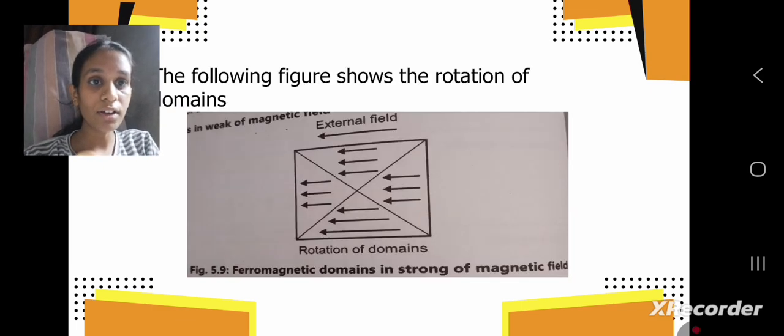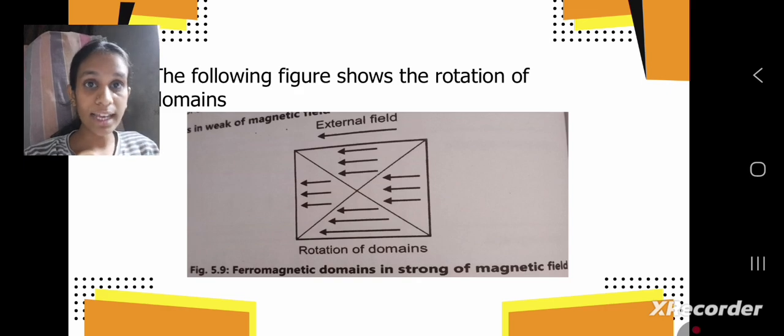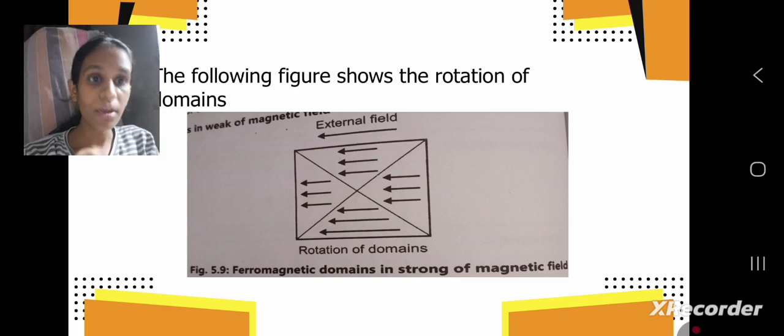Let us see the figure for further clarification. When you apply the strong magnetic field, we can see all the dipole moments are aligned in the direction of the applied external magnetic field. Whenever you remove the strong magnetic field, it will not go back to its original position. It will stay the same.